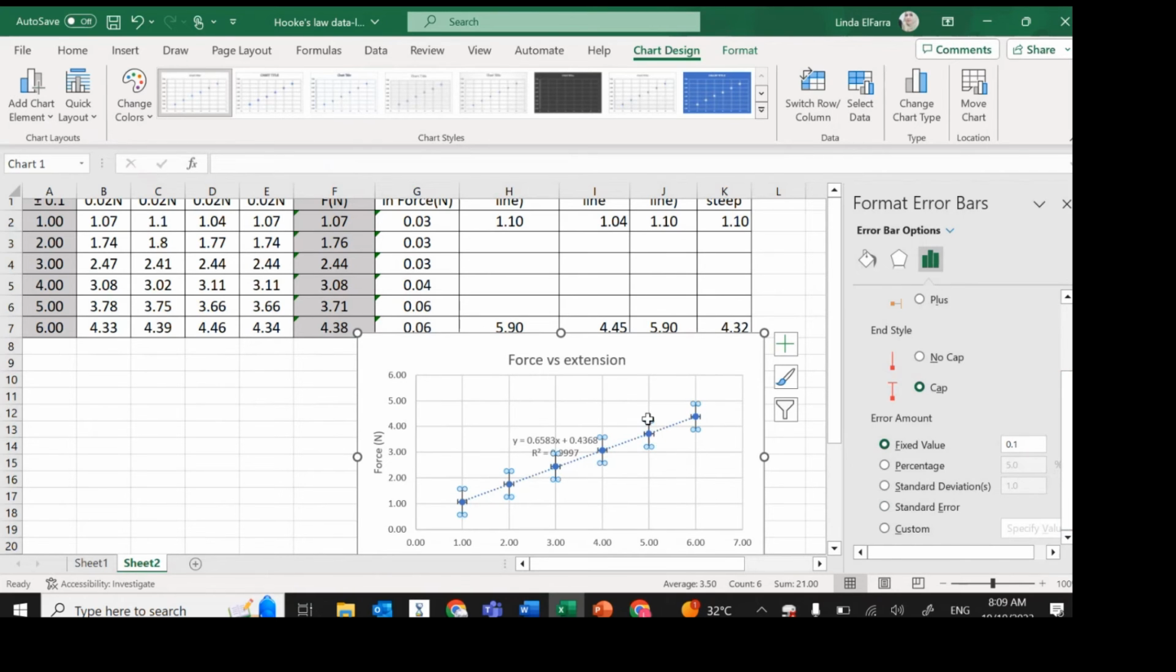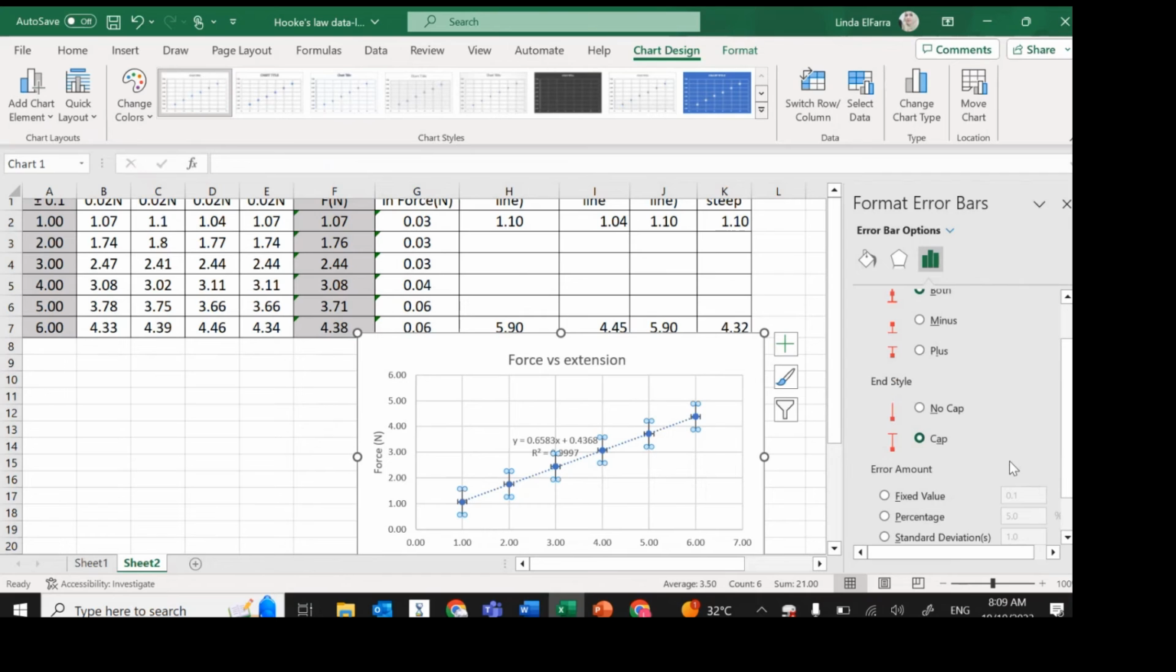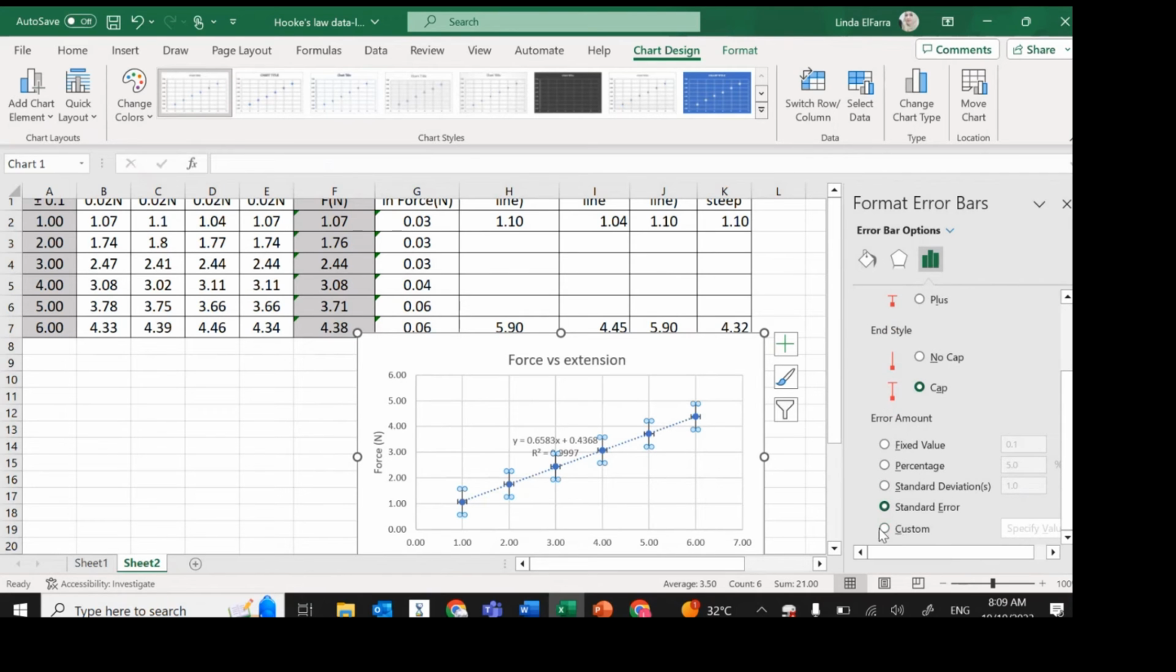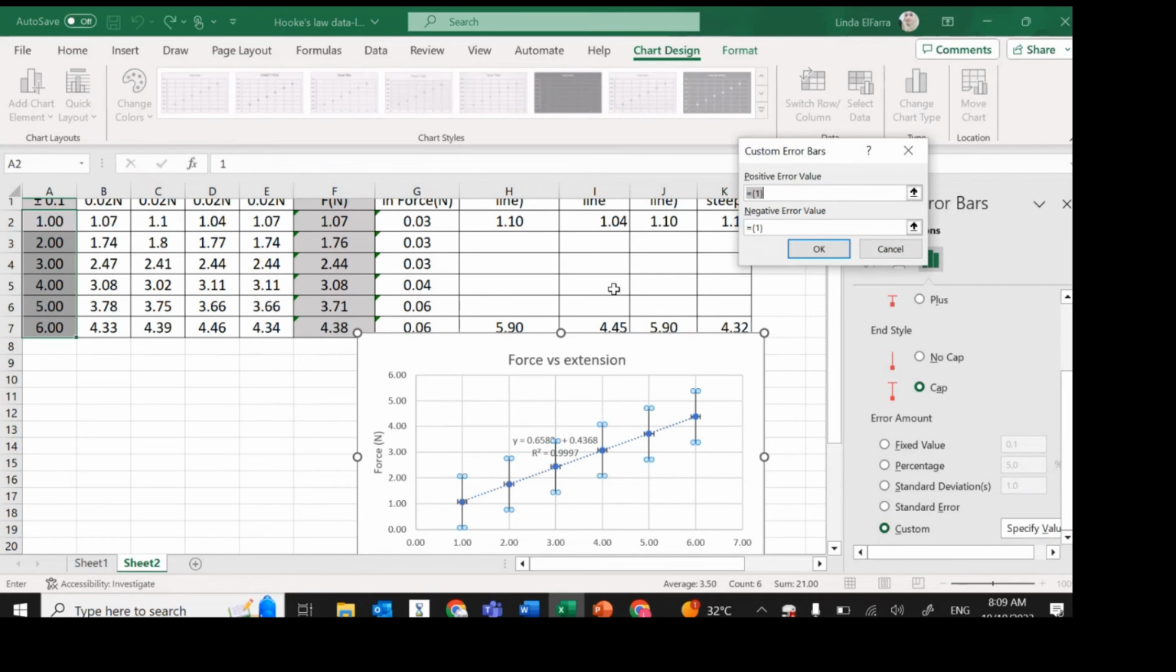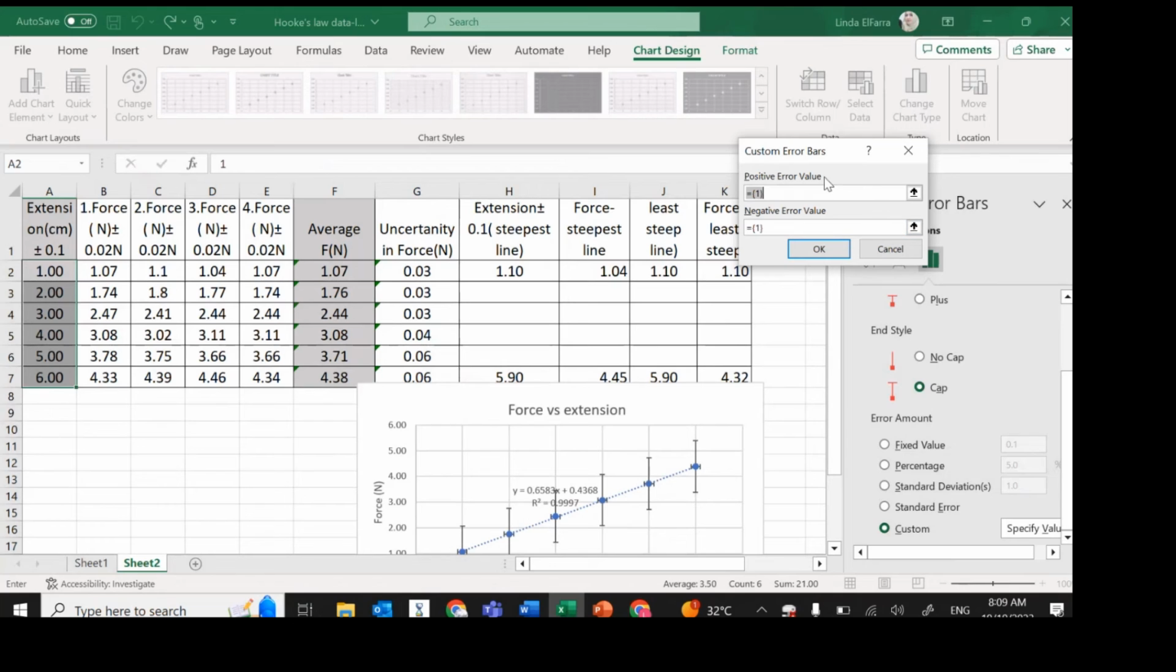Go to the vertical error bar selected, click on vertical error bar and go down here, choose custom, and then specify value. The value, you have to make positive and negative. So we'll go here, select the uncertainty in y direction, which is force, and go down. For the negative error bar should be the same.